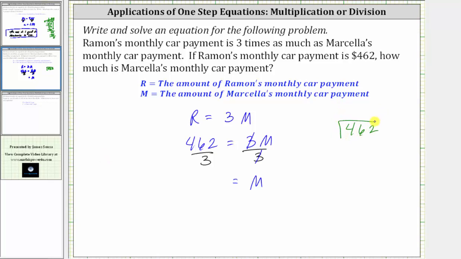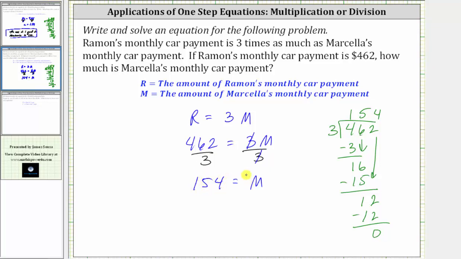462 divided by 3. We begin by determining how many 3's in 4, which is 1. 1 times 3 is 3. 4 minus 3 is 1. Bring down the 6. Determine how many 3's in 16, which is 5. 5 times 3 is 15. Subtract. The difference is 1. Bring down the last digit. And determine how many 3's in 12, which is exactly 4. 4 times 3 is 12. We subtract. The remainder is 0. And therefore M equals 154, which means Marcella's monthly car payment is $154.